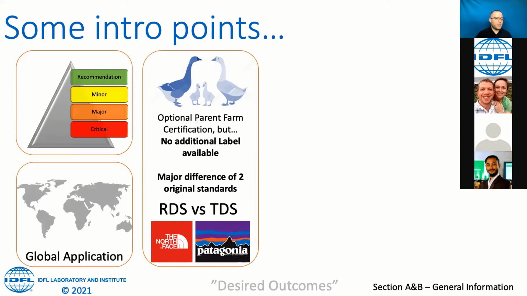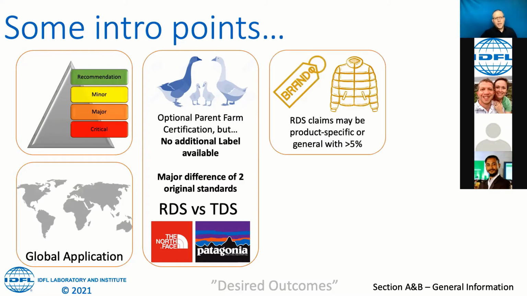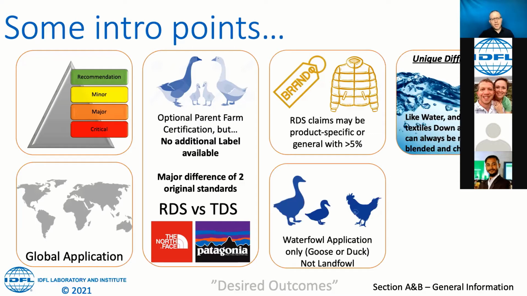But there's, as part of RDS, that it's possible that you can do that, but it's not really available. And the TDS may actually, over time, have some different changes there too. The RDS claims may be product specific or general with greater than 5%. The waterfall application, only goose or duck is actually allowed, not any landfowl or anything of that nature.